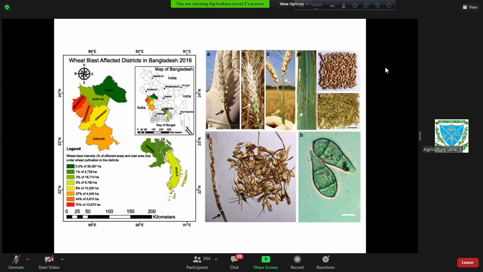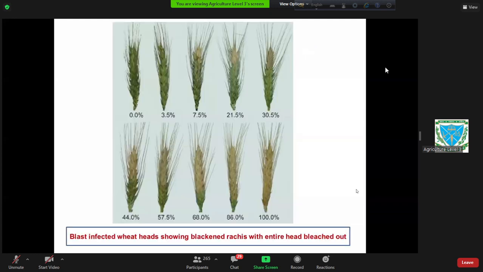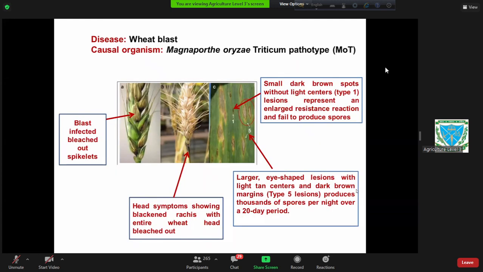Conidia in the asexual stage: this pathogen, Magnaporthe oryzae Triticum pathotype, in short MoT, produces conidia. Three-celled conidia, pyriform type, lattim-shaped or pyriform, usually pyriform type conidia. When they produce these conidia, and these conidia come in contact with the wheat parts.